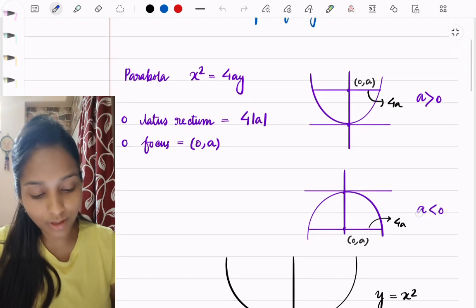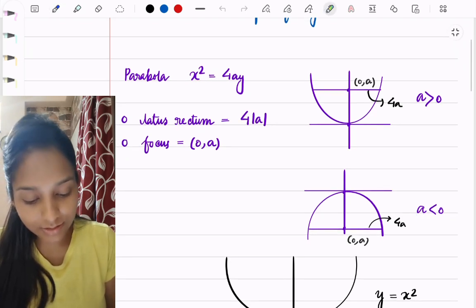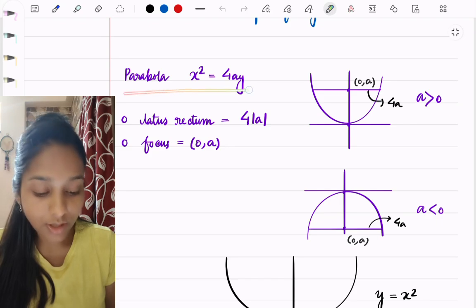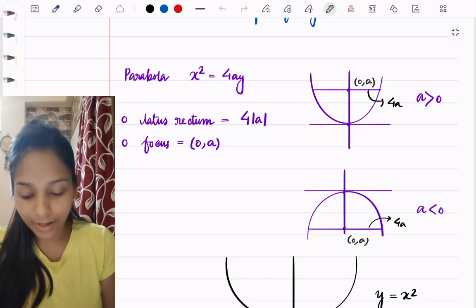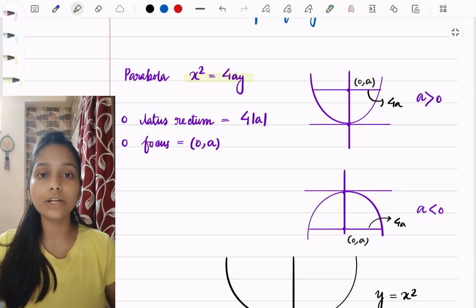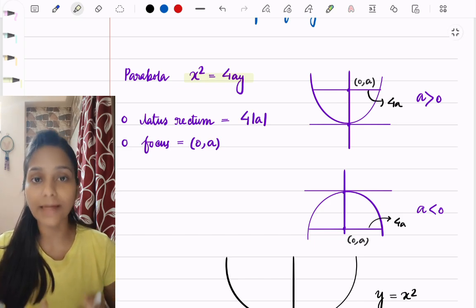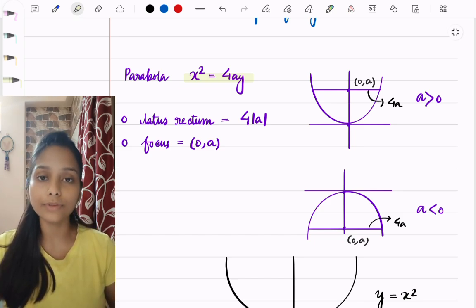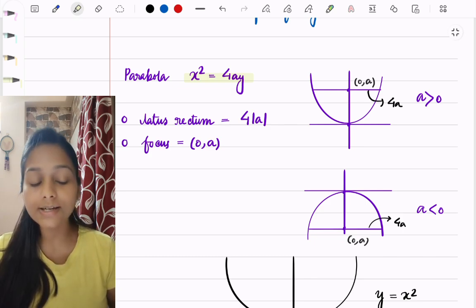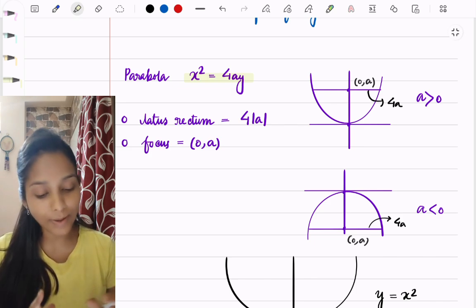Now for the parabola, we can see that this parabola is x square equals 4ay. So we need to learn about the properties of this parabola, and from there we can draw the graph of the function y equals x square. So what are the properties of this parabola, x square equals 4ay?